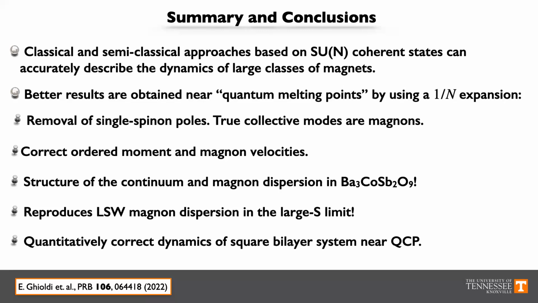And basically, an important thing when you use these large N approaches is you need to go beyond the saddle point if you want to describe ordered phases. There are counter diagrams that cancel the single spin-wave unfolds. And then something that I didn't discuss, you can get the correct ordered moment and magnon velocities with these triangular antiferromagnets. And moreover, you can reproduce the linear spin wave limit by sending S to infinity.